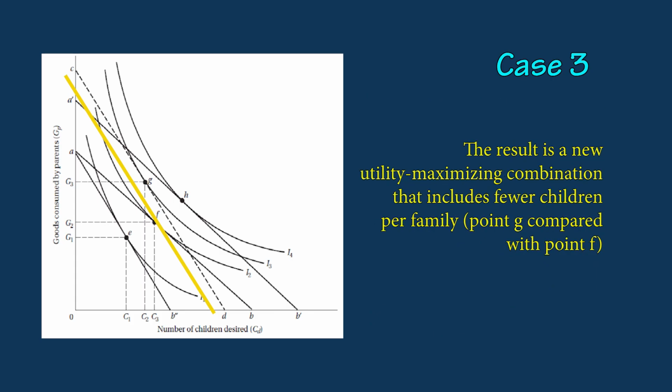So the result is a new utility-maximizing combination that includes fewer children per family, point G, compared with point F. So now if you focus finally at point G and compare it with point F, you can observe that a lesser number of children is desired here at point G, but a higher indifference curve has been attained. So higher welfare for the family and a lower number of children. That is the specialty about case 3.